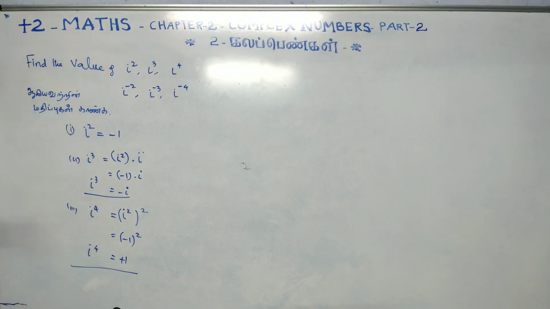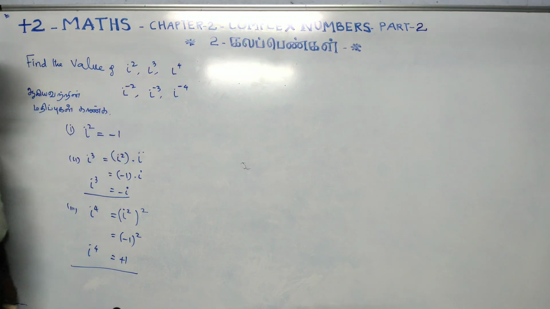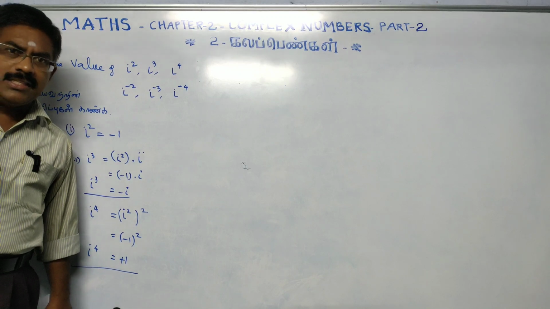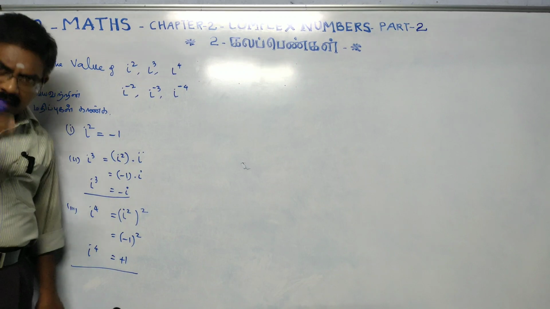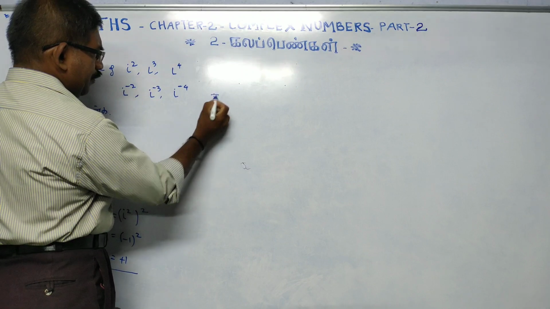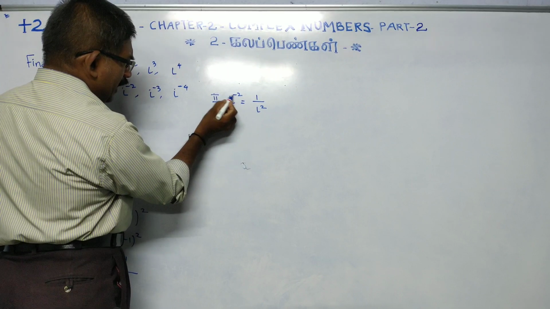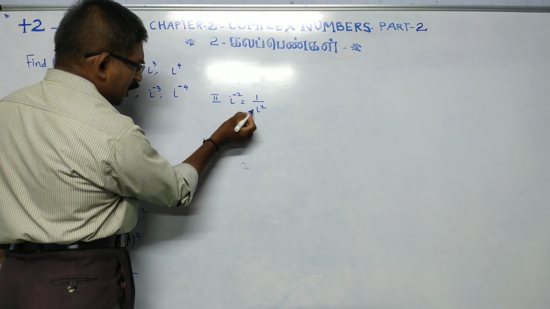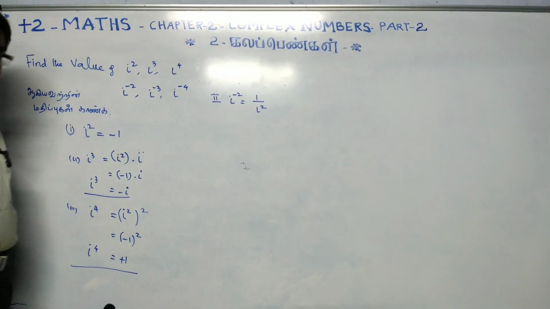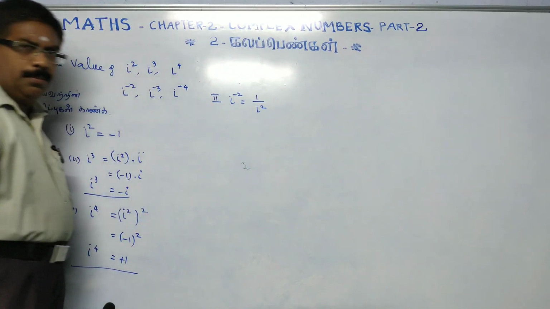Clear students? Then i power minus 2. Power minus 1 means the reciprocal of the number; the term comes to the denominator. I power minus 2, second case, can be written as 1 by i square. When it comes to the denominator, the negative power always changes to positive.